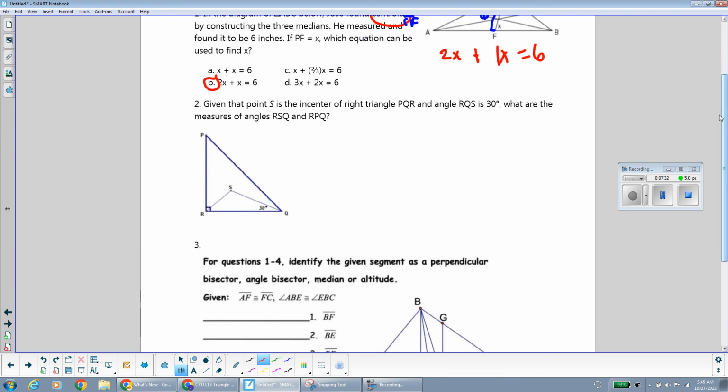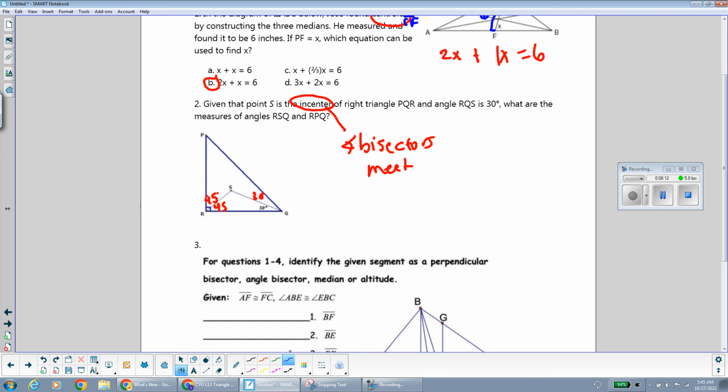Given that point S is the incenter of a right triangle PQR, so incenter, that's where the angle bisectors meet. So I know that these segments are angle bisectors, because this is the incenter. So I know that it is splitting the angles in half, because an angle bisector cuts an angle in half. So already I know that the 90-degree angle is being split in half. And I know that the 30-degree angle is 2 equal parts. So I just filled that in.